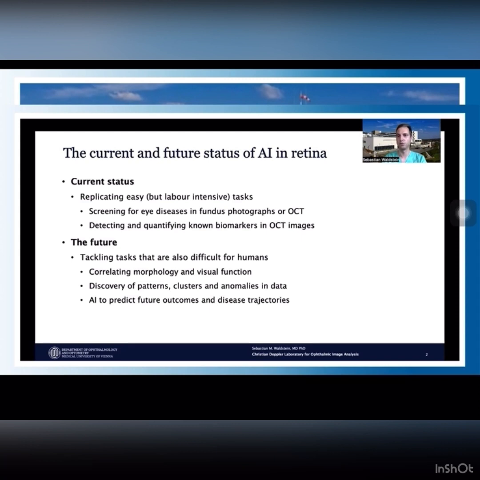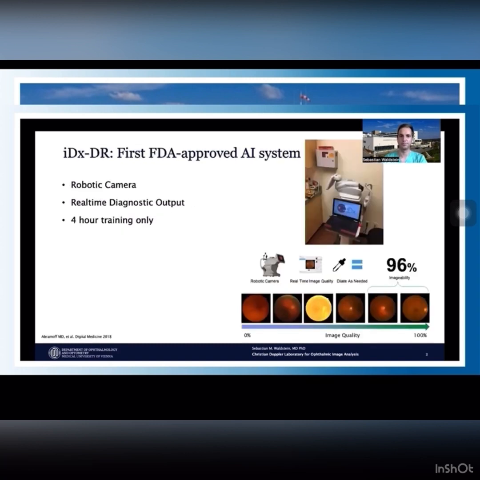I think in the future, we will move towards tackling tasks that are also very difficult for humans. So here, AI has the potential to show superhuman performance. And these tasks include things such as correlating morphology and vision, discovering patterns, clusters, or anomalies in large data sets, and using AI to predict future outcomes and disease trajectories. Let's first focus really quickly on what's already there. And I think ophthalmology is at the forefront, and particularly retina.